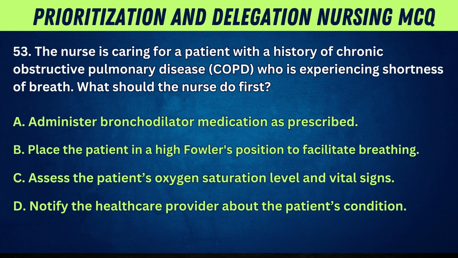53. The nurse is caring for a patient with a history of chronic obstructive pulmonary disease, COPD, who is experiencing shortness of breath. What should the nurse do first? A. Administer bronchodilator medication as prescribed. B. Place the patient in a high Fowler's position to facilitate breathing. C. Assess the patient's oxygen saturation level and vital signs. D. Notify the healthcare provider about the patient's condition.